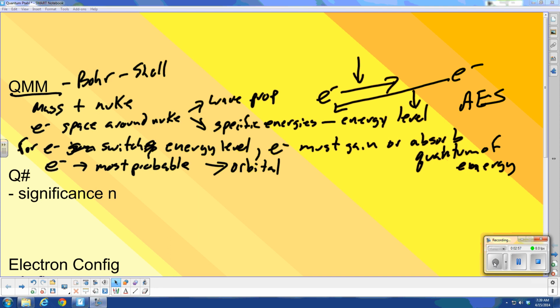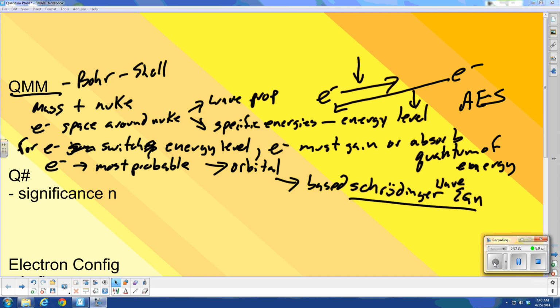Good. These orbital qualities are based on Schrodinger's wave equation. So the shape and the orientation and how far away they are from the nucleus are all based on Schrodinger. And for these orbitals, we say only 2 electrons are permitted per orbital, and that was based on Pauli, right? And each of these electrons must have an opposite spin.